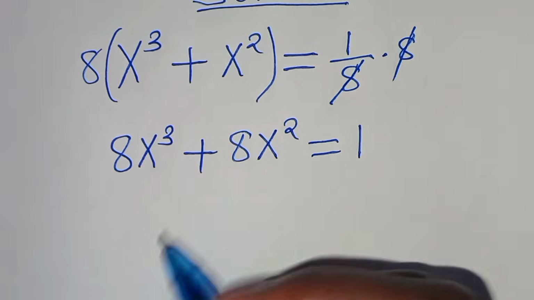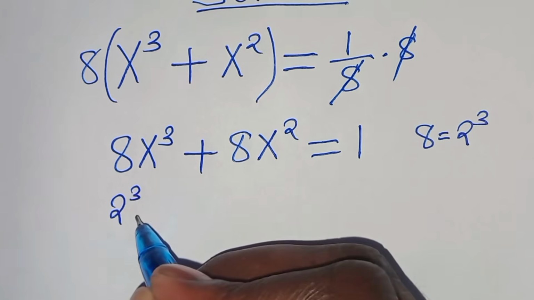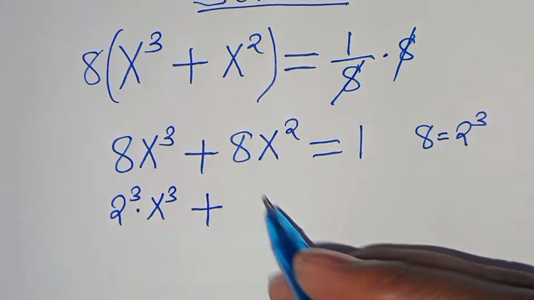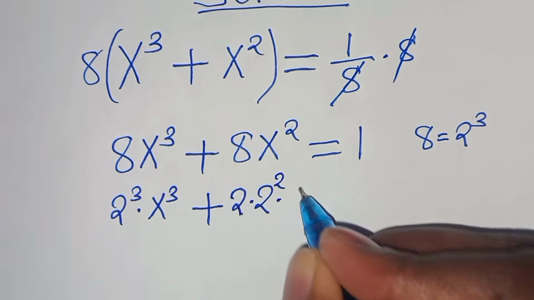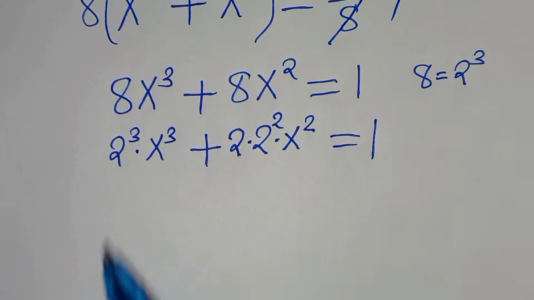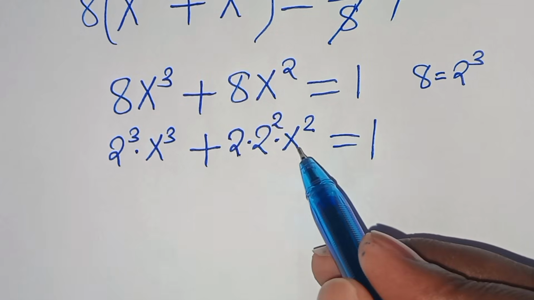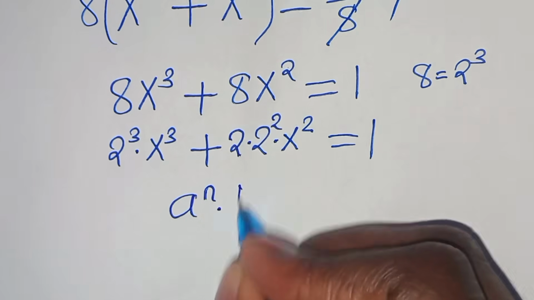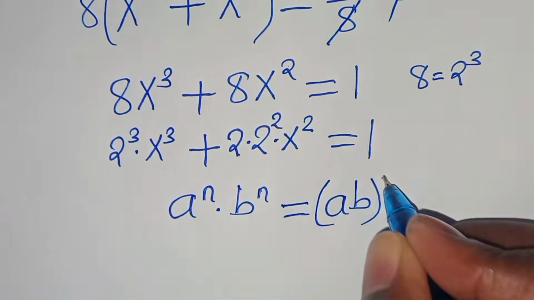Now, we can express 8 as 2 to the power of 3. So this is 2 to the power of 3 times x to the power of 3, then plus 8x squared, which can be expressed as 2 times 2 to the power of 2 multiplied by x to the power of 2, equal to 1. Now, 2 to the power of 3 times x to the power of 3 and 2 to the power of 2 times x to the power of 2 are in the form of a to the power of n times b to the power of n, which we can express as a times b raised to the power of n.